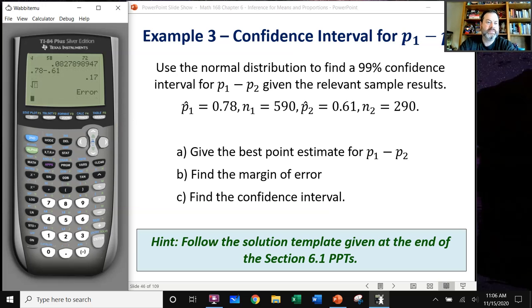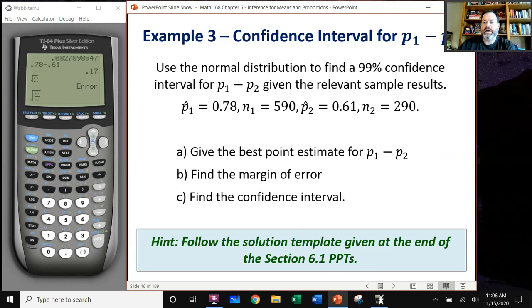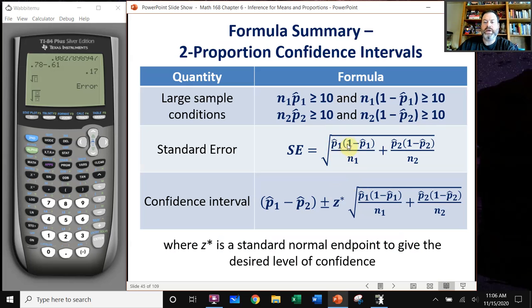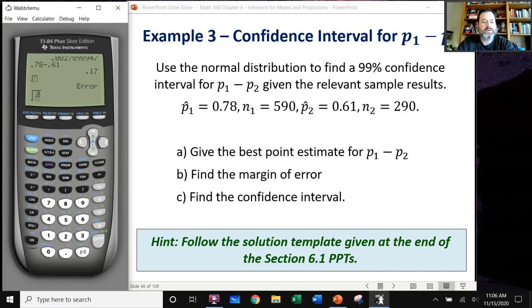Here we go. So we're using the formula on the previous slide, right? Standard error, P hat 1, 1 minus P hat 1 over N1, and then put a plus sign, and then the same thing with the other group. So P hat 1 is 0.78 times 1 minus 0.78. Sample size is 590. Hit the right arrow, hit plus. Put in another fraction. 0.61 times 1 minus 0.61 over 290. So make sure that it looks like what I just typed in. You can hit enter from there.